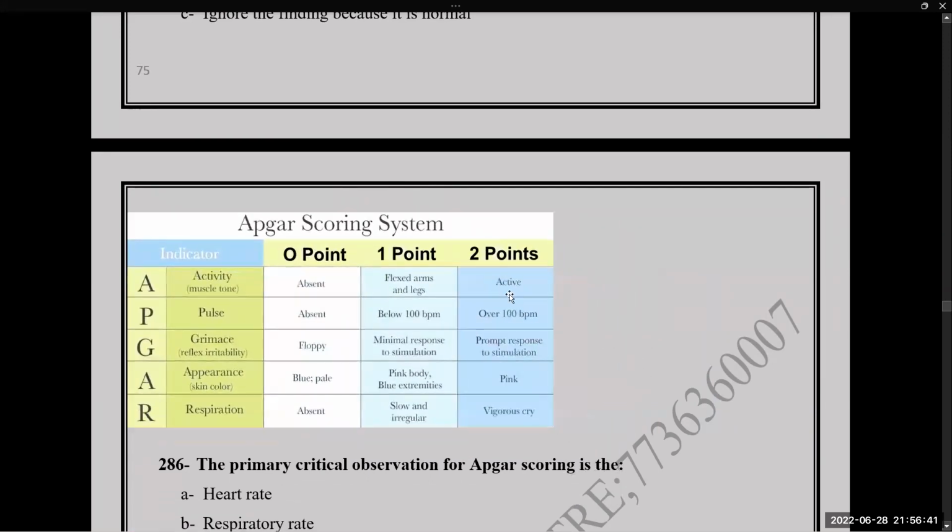Okay, so why is Apgar scoring important? Apgar scoring is necessary to identify the adaptation. How does the baby adapt to the new situations? That is usually assessed by performing this. In Apgar scoring, you have to assess A for activity, P is pulse, G is grimace, that means reflexes. A is appearance, how does the skin look like? And respiration is R.